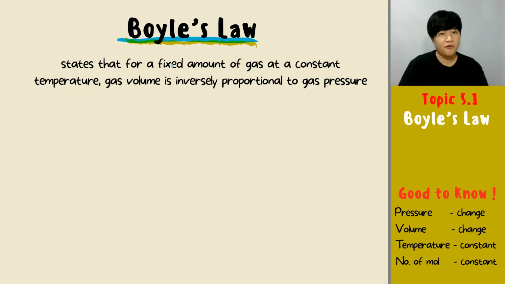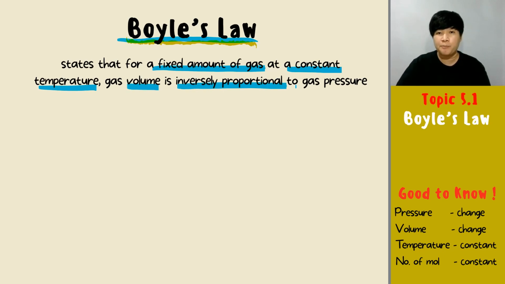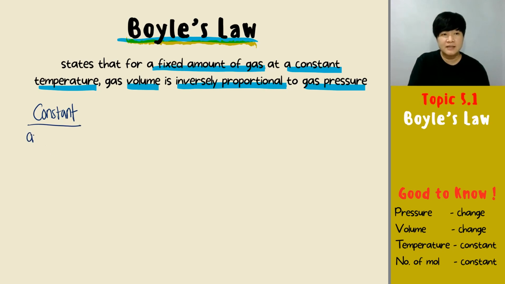Boyle's law stated that for a fixed amount of gas at a constant temperature, the volume is inversely proportional to the pressure. So right now, we have two variables that remain constant. The one that remains constant is the amount of gas, and the amount of gas that we mean over here is the number of mole of the gas. Alright? The second thing that remains constant in Boyle's law is the temperature. The temperature in Boyle's law must remain constant.